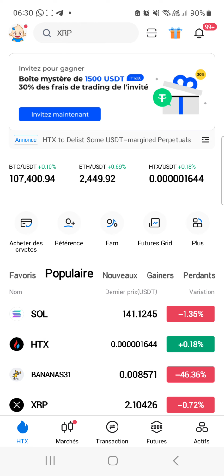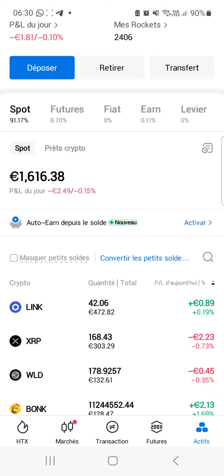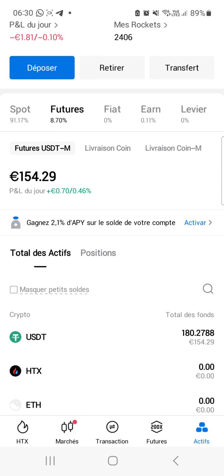So I'm using now the HTS to make the example for you. You come here and tap on the asset. Here means asset. My screen is in French. HTS has the same graphic like Binance. So you tap on asset, then you will see here future and spot. This is spot, this is future. If you want to trade in the future, then you need to shift here and put some funds in your future. As you can see here, in my future account, I have 154 euros.